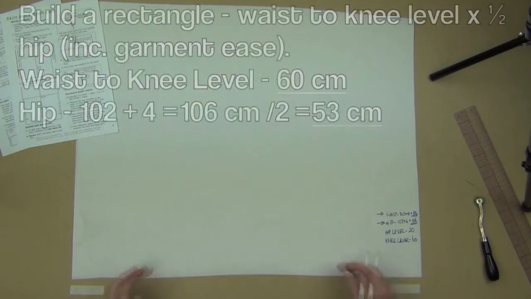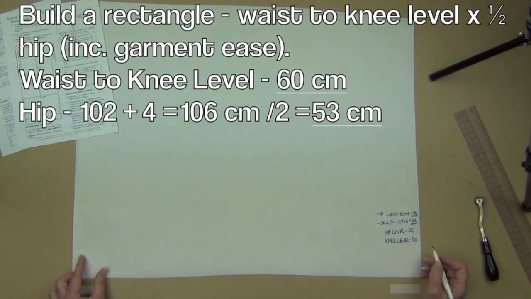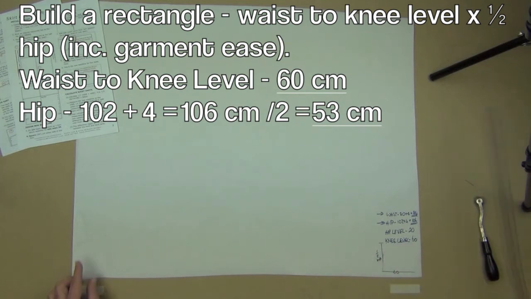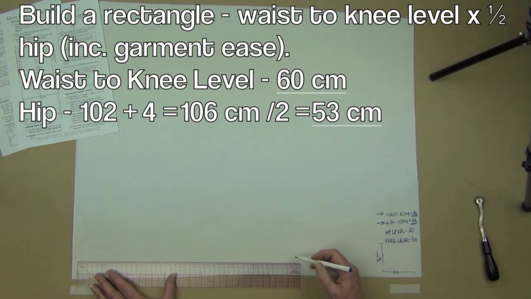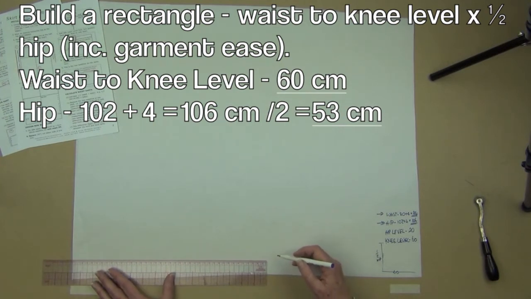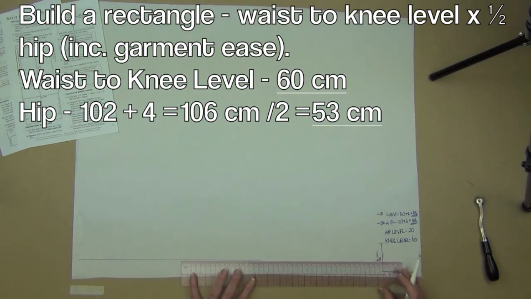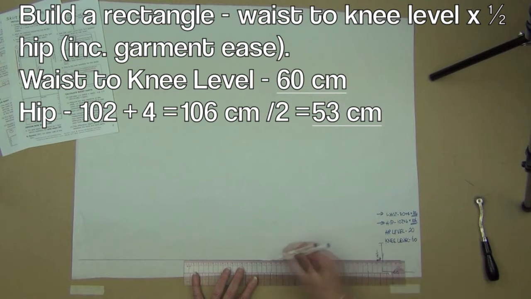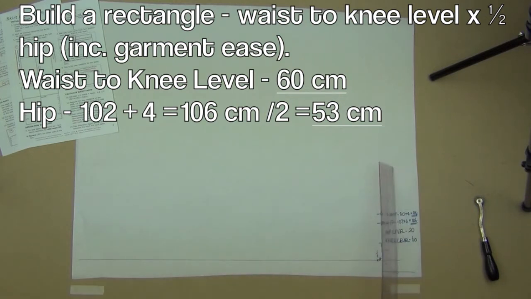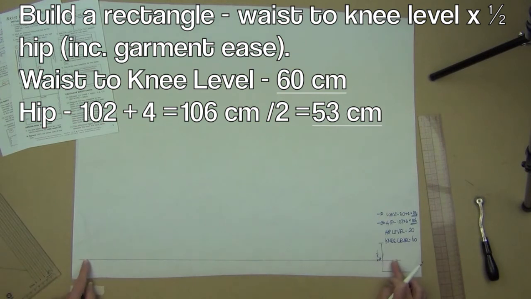And the first thing we're going to do is build a rectangle. And so the rectangle will be along one side, our waist to knee level, and along the other, it will be half our hip measurement. So working off a straight line, that will become our centre front. We're looking to put a length on here of 60 centimetres, and that will represent our waist to knee level.